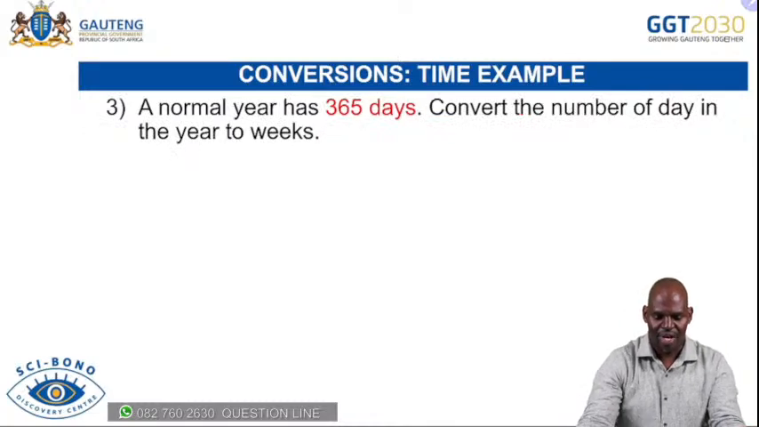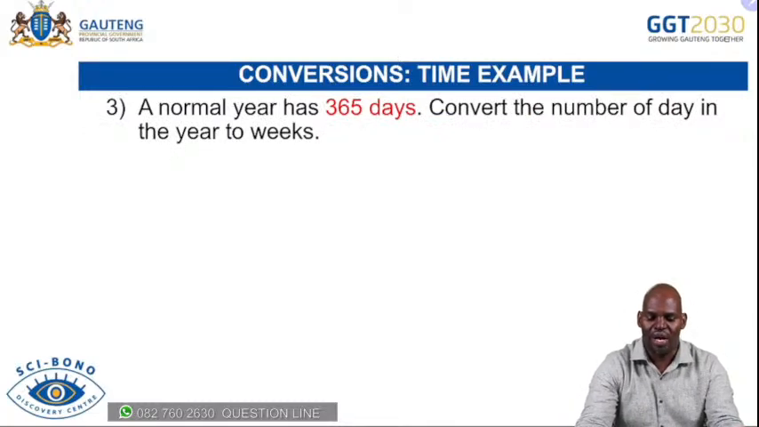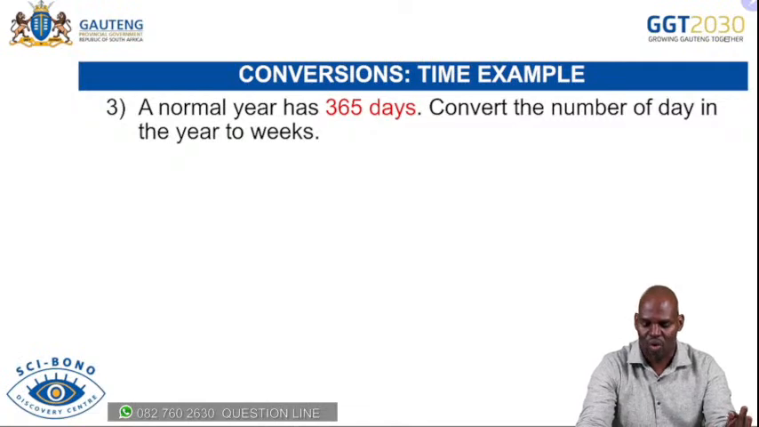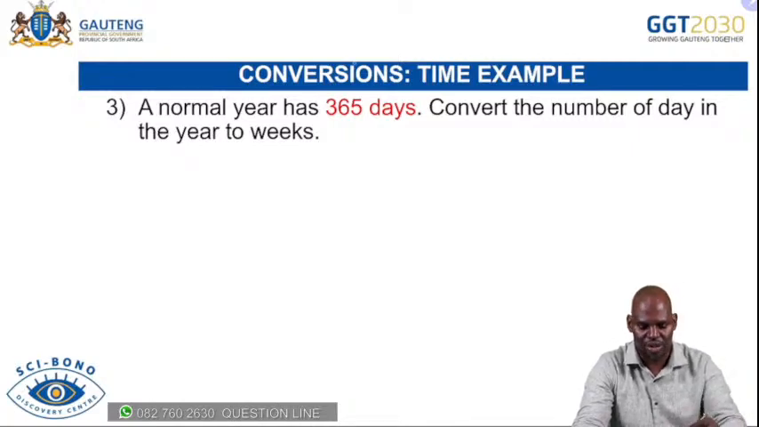And then number 3, a normal year has 365 days, okay? A normal year has got 365 days. Convert the number of days in the year to weeks. So we need to convert 365 days to weeks.